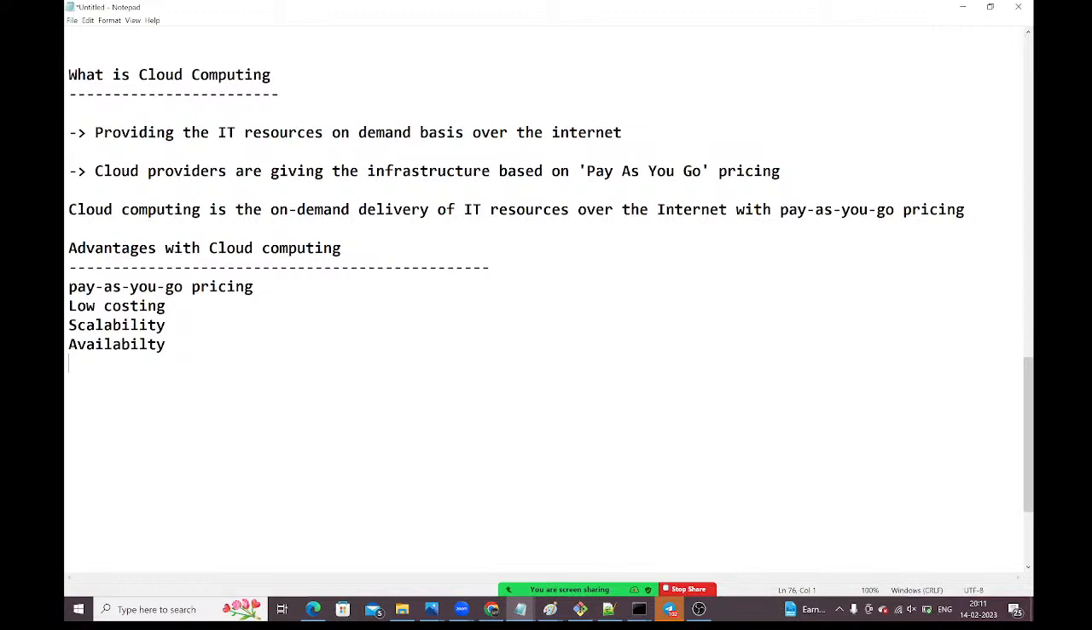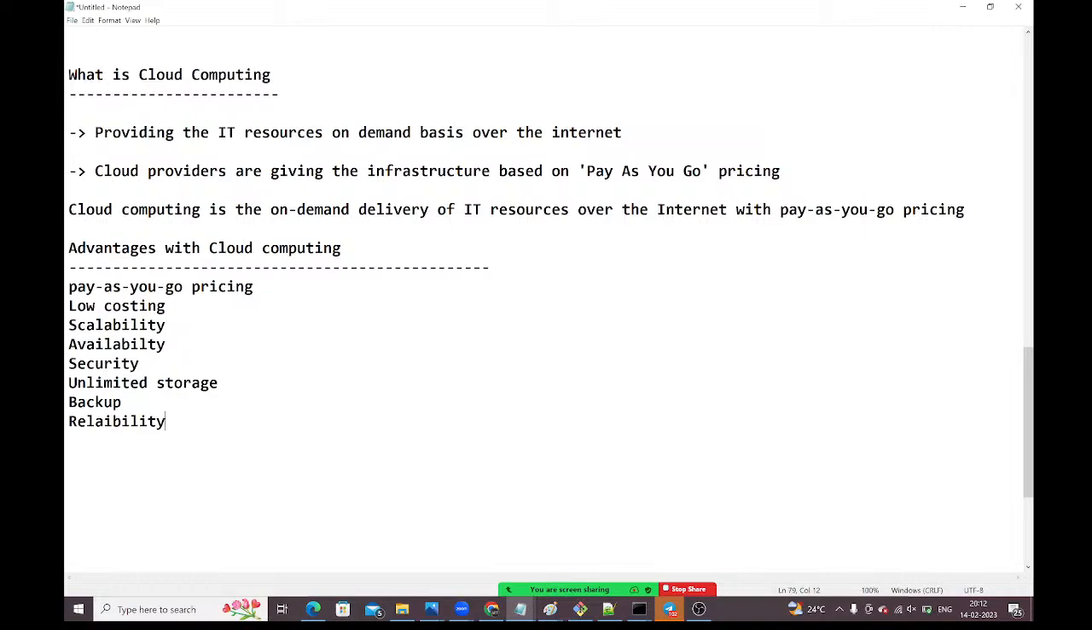And the security is also very high, guys. And here you will get unlimited storage also. Unlimited storage you will get with cloud computing, and backup is available. Backup you will get, and it is reliable, guys. High reliability. See, guys, these are the advantages we have with cloud computing: pay-as-you-go pricing, low costing, scalability, availability, security, unlimited storage, backup, reliability.